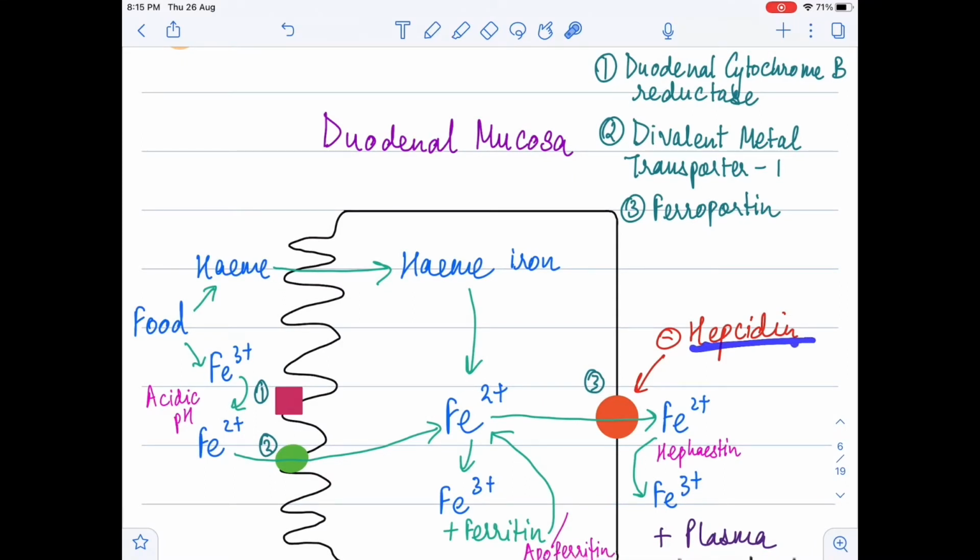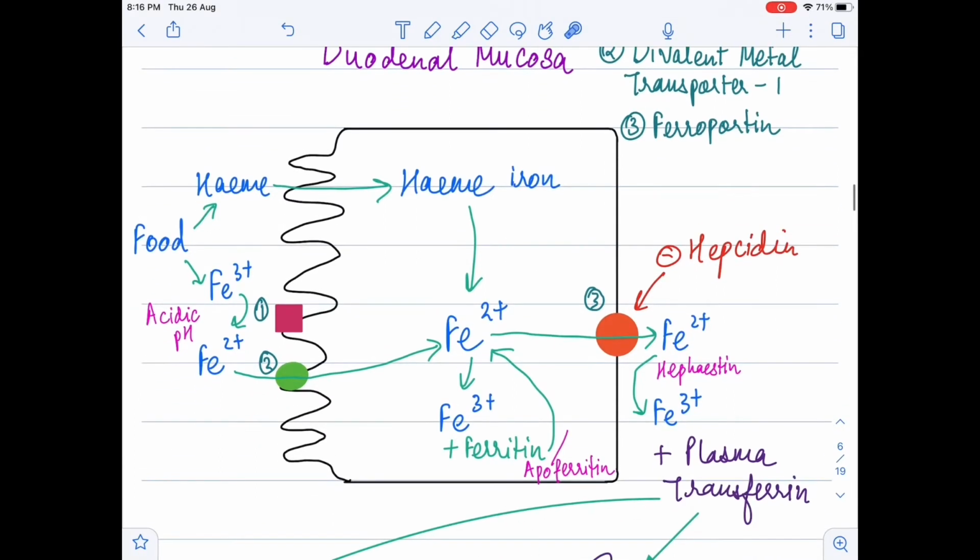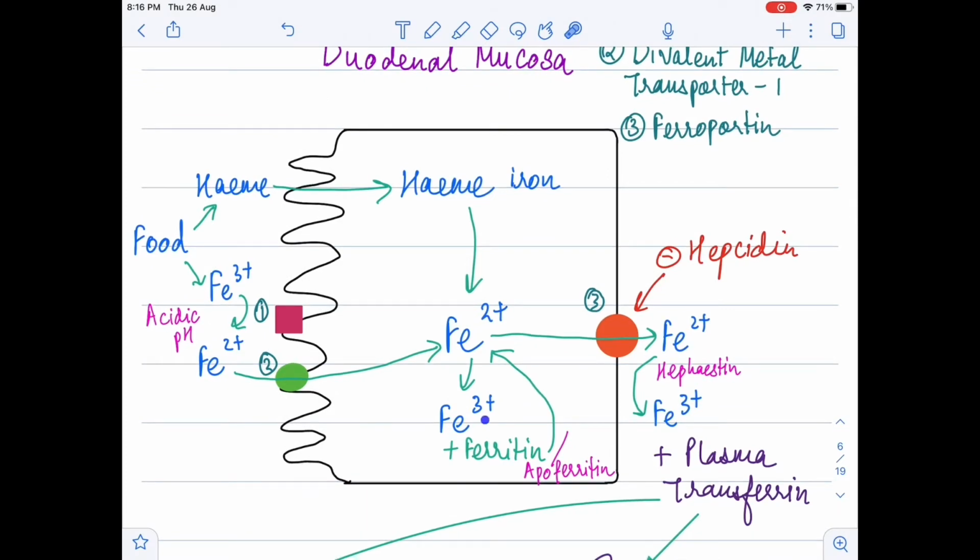Hepcidin is formed in the liver and acts as a master regulator of iron metabolism. While the ferric ions are stored in the mucosa, they can be converted to the ferrous state with the help of ferritin or apoferritin to form ferrous ions, and they can move out via ferroportin.